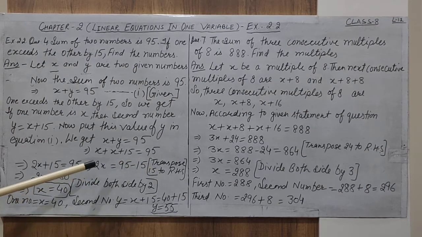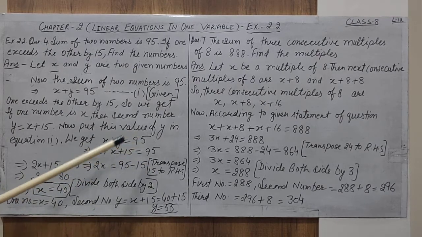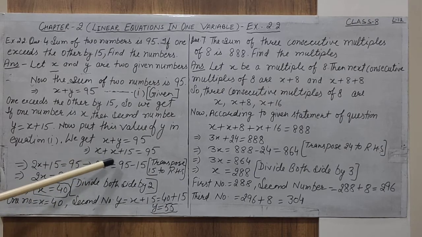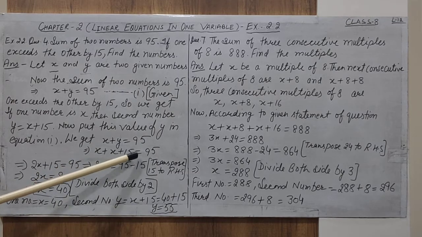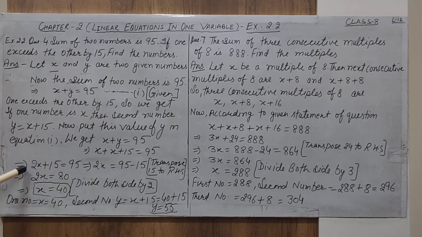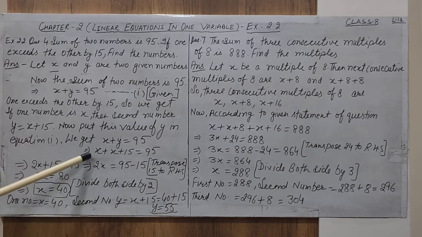Alright. Now we have to solve this equation. x is a variable, x is also a variable. We can add the same variable, so the result is 2x here. 2x plus 15 is equal to 95. This is the next equation we get. After this we get 2x plus 15 is equal to 95.